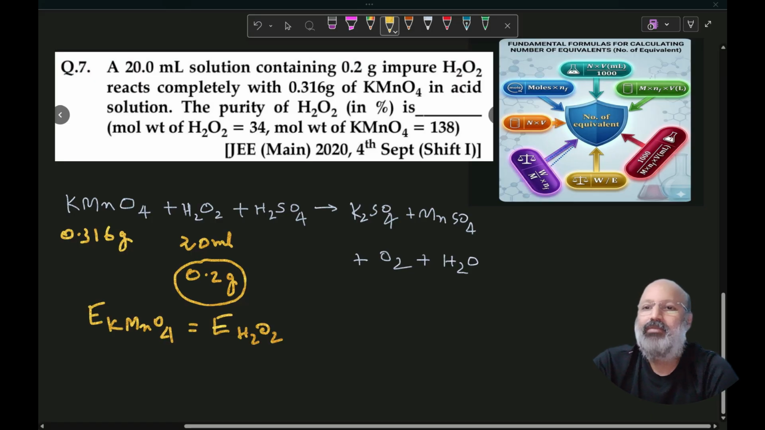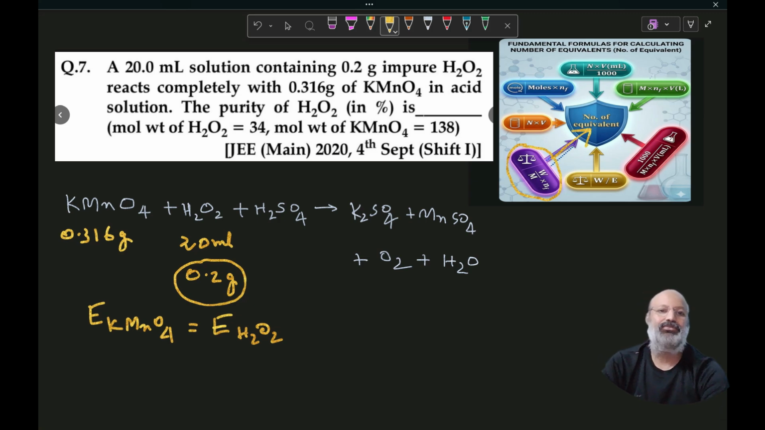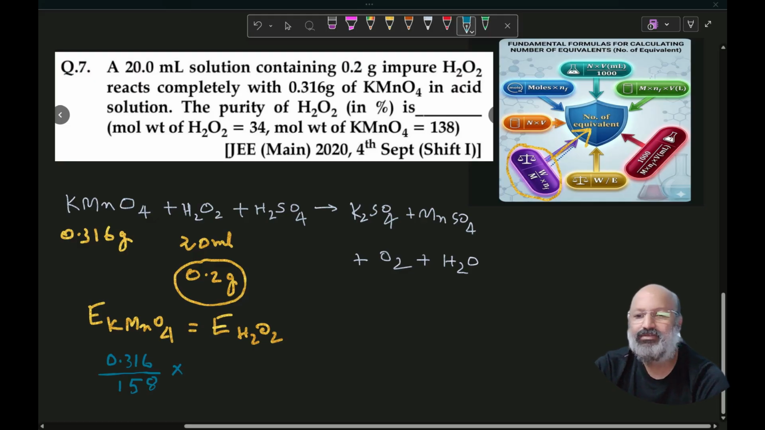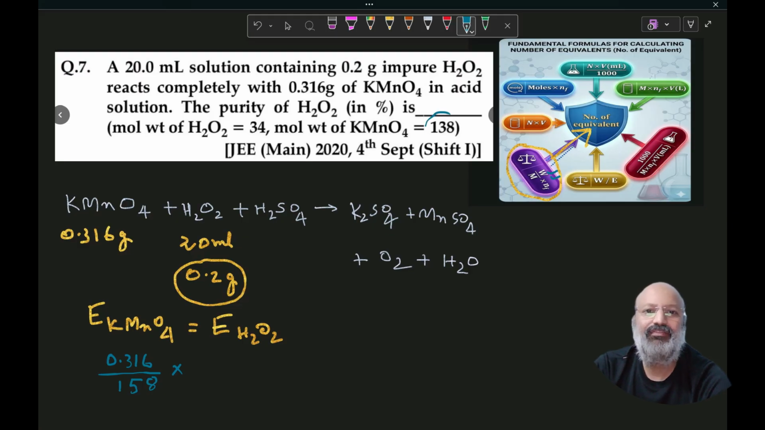Now to calculate the number of equivalents of KMnO4, which formula should I use? I should use this formula. Is it visible to you? Okay, let me write it down. Now you can see 0.316 gram is the given weight, that is this value. And the molar mass of KMnO4 is 158 gram. Here, whatever value they have given is the 158 gram. And now I need to multiply by n factor.